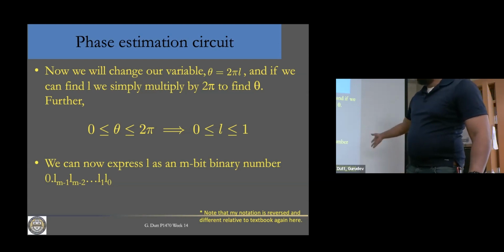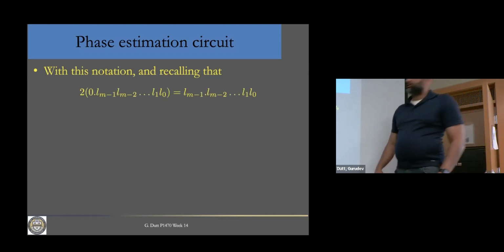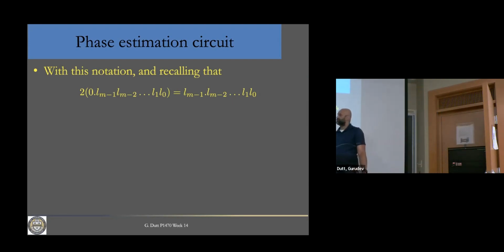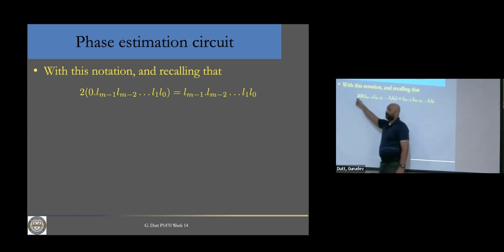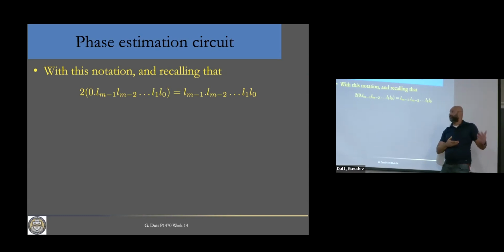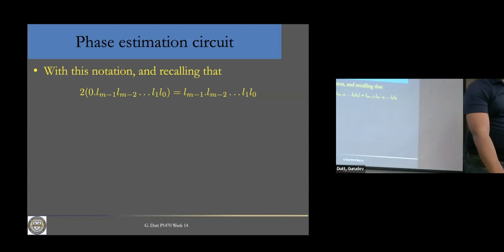Again, my notation is reversed and different from your textbook, so be careful when you're comparing. With this notation, I'm just recalling another fact. I just wrote that series, which had L m minus 1 divided by 2 plus L m minus 2 divided by 2 squared, etc. If I now multiply all of this by 2, my L m minus 1 comes in front of the decimal point because it's been multiplied by 2. It's like multiplying by 10: a number that has a decimal point, the leading digit comes in front of the decimal point. And that's what this is.